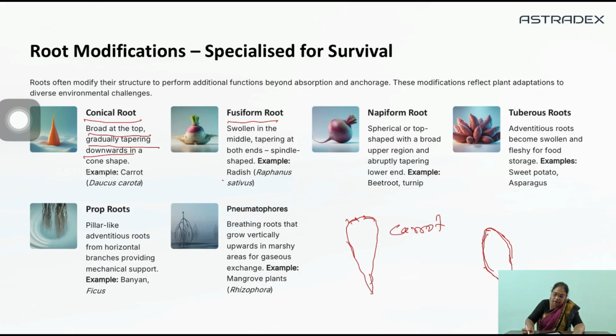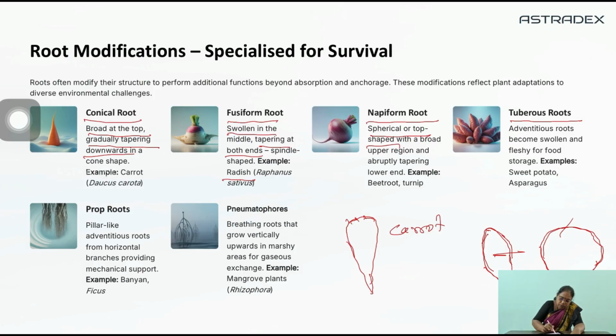Okay. Then tuberous roots. Tuberous roots are adventitious roots. Already you know, students, what adventitious roots are? Roots developed from any part other than the radicle. So the adventitious root becomes swollen and fleshy for food storage. Example, sweet potato, asparagus. This is tuberous root.